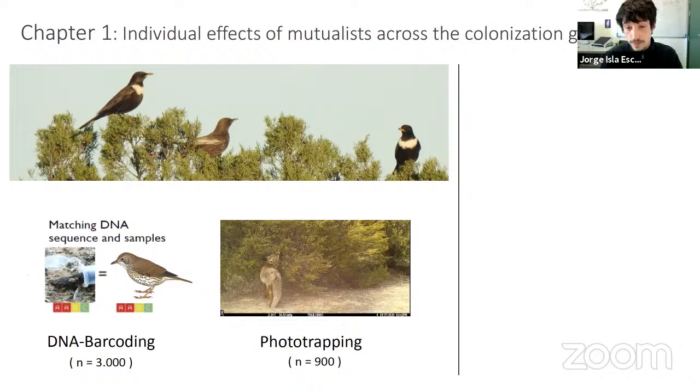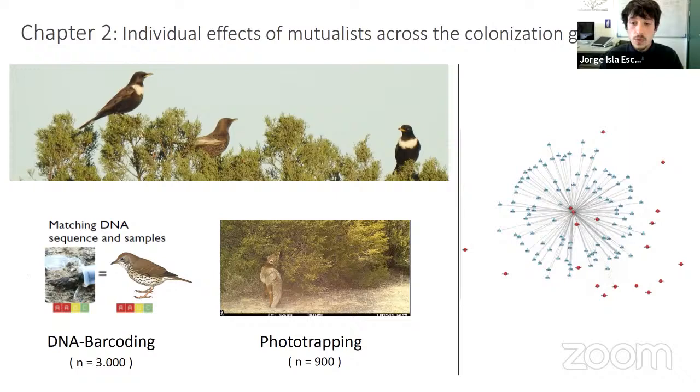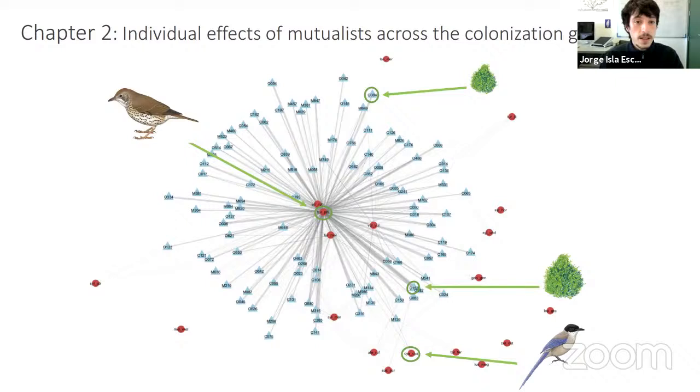And with this information, what we want to do again is to build the interaction networks in the three colonization stages. Here in this figure, which is only a temporary figure, I collapsed our 105 plants. But what we want to do is to build three networks in the three plant stands, to test the differences of the network structures across this colonization gradient, and whether the role of the frugivorous animals is the same.